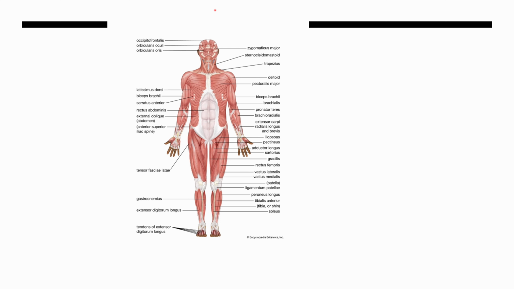So let's talk about skeletal muscle. This is the type you can see and feel. They are attached to the bones and are under your control. The second one is smooth muscle. These are found inside your internal organs like the stomach, intestines, and blood vessels. You can't control them voluntarily.